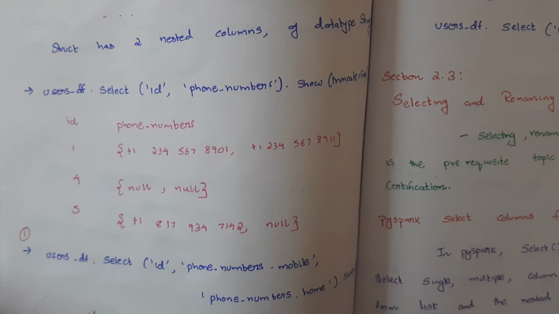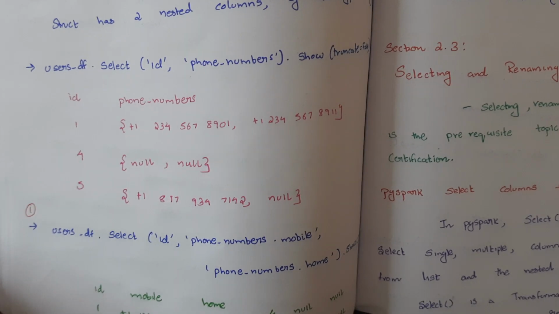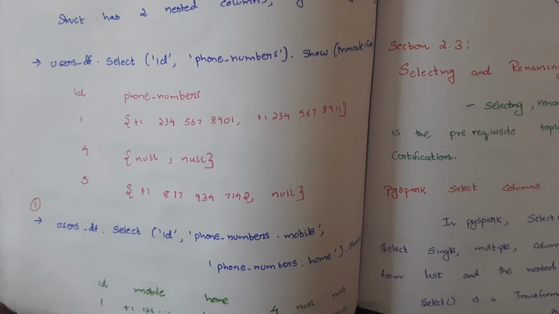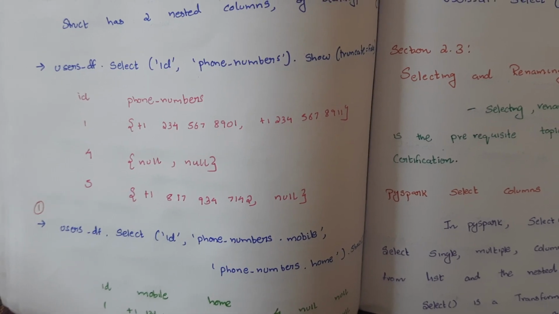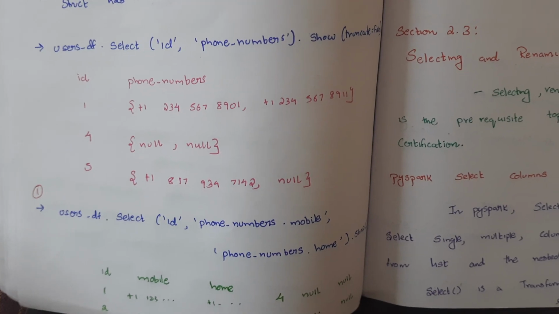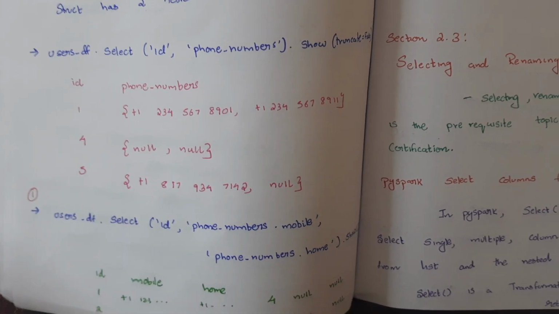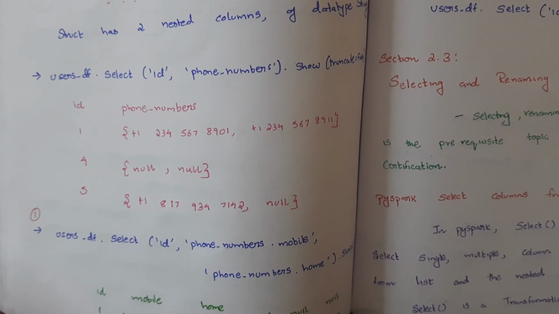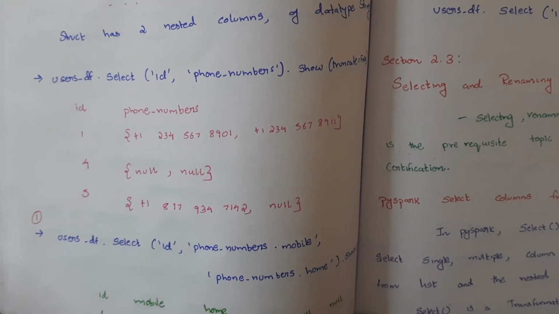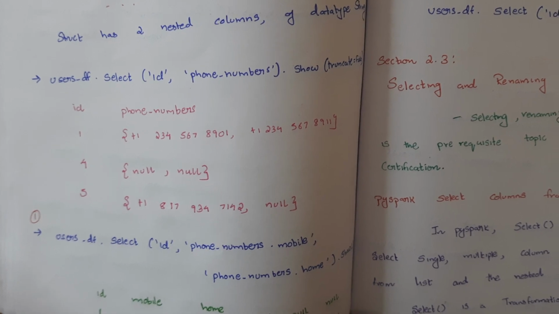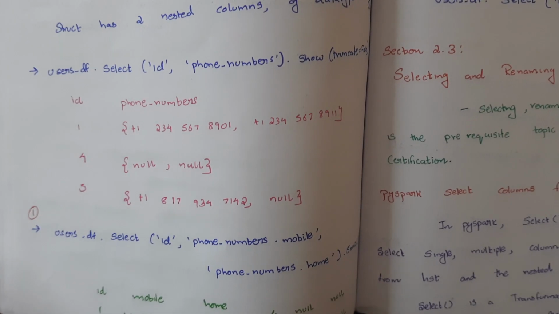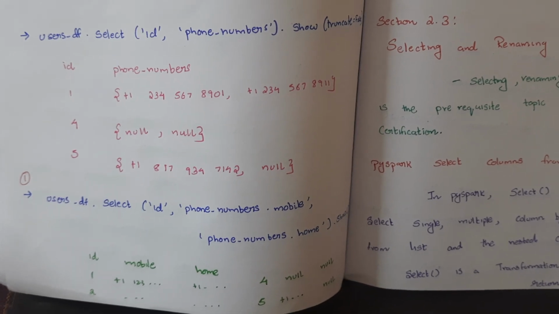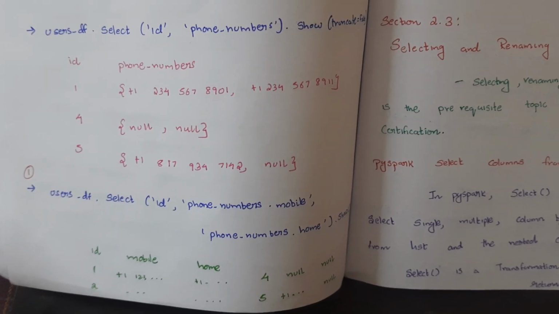And then we are doing users_df.select(id, phone numbers.mobile, phone numbers.home).show. This is one of the ways to parse the struct types directly, by providing the column name dot whatever key we have inside the struct. So we will get the extract like id, mobile number and home. If the value is not present, that will come as null.